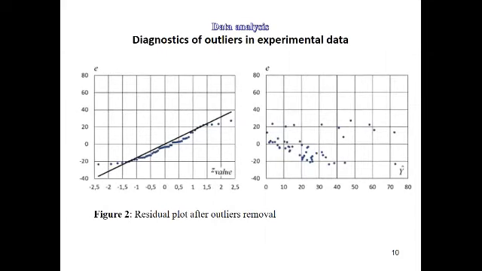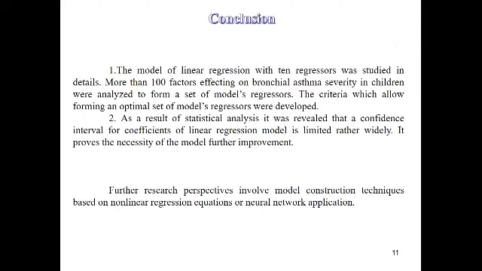After the outliers removal, the MSE value decreased by 30%, from an MSE equal to 22.97 to an MSE equal to 15.89, under 11 restrictions applied by linear regression model coefficients. The model of linear regression with 10 regressors was studied in detail.